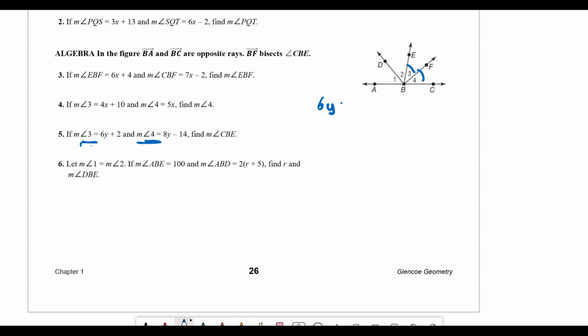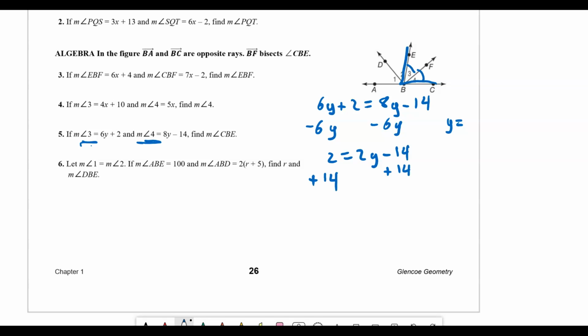So hopefully we started with 6y plus 2 equals 8y minus 14. Now again, first step here is let's solve for y. The only way we'll be able to figure out what CBE is is if we solve for y first. So what do we get for y? So a couple of steps, we subtract 6y from both sides, and I have 2 equals 2y minus 14, and then we would add 14 to both sides. This is where we reviewed algebra in the first few weeks of the class. Divide both sides by 2, and we get y equals 8.